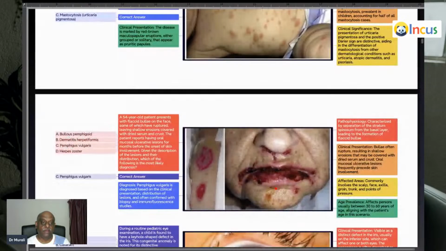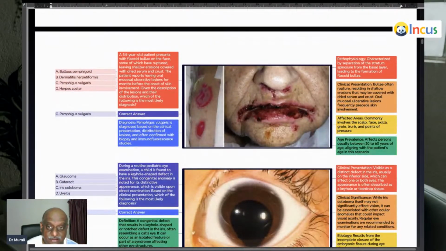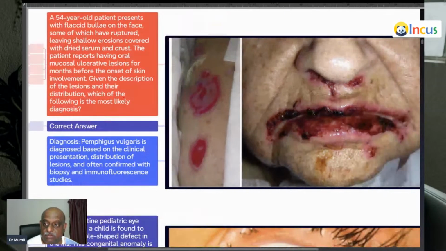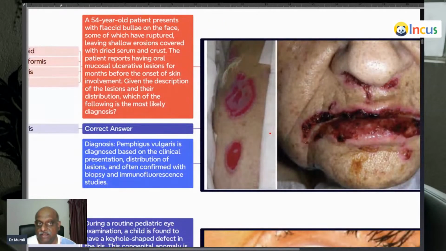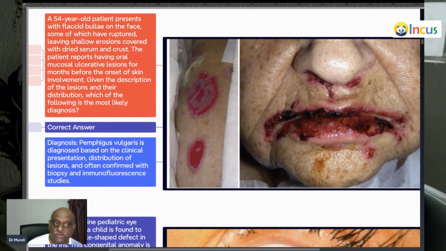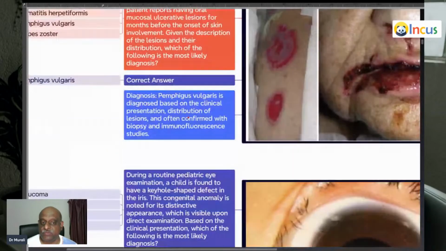Now, a 54-year-old patient presents with flaccid bullae on the face. Some of them have ruptured. They left a shallow erosion with dried serum and crust. Patient has oral mucosal ulcerative lesions as well. So what is it most likely to be? It is pemphigus vulgaris.